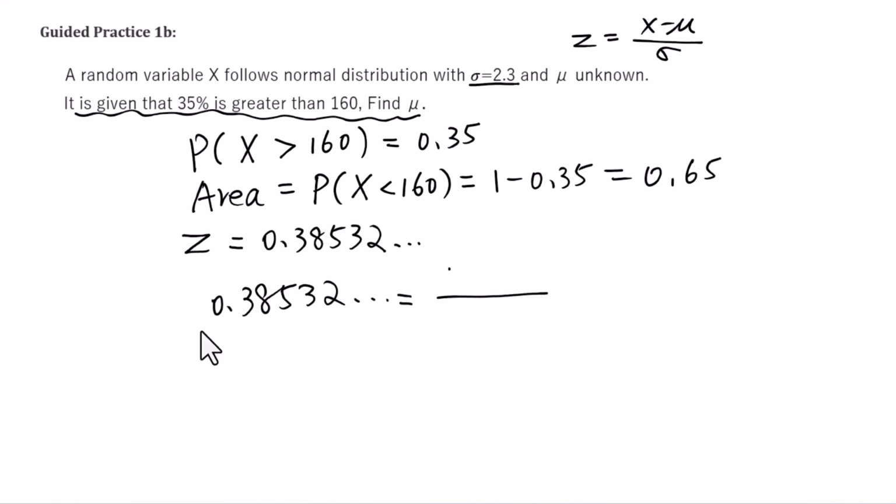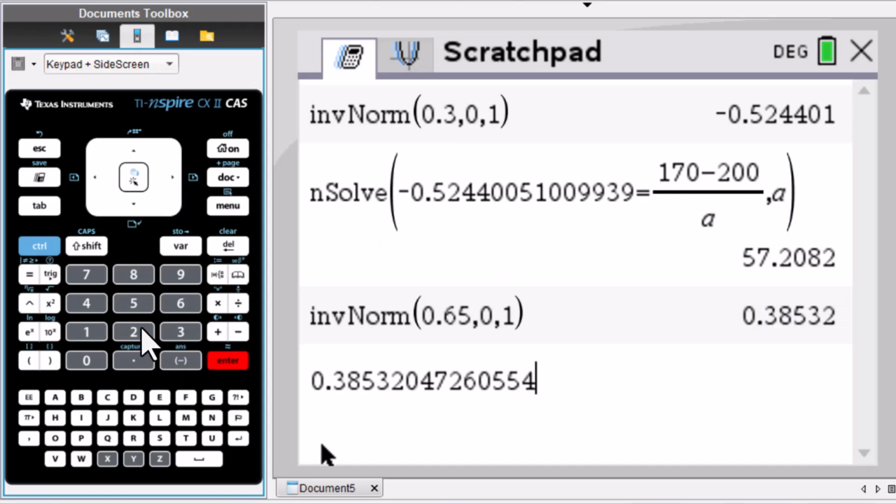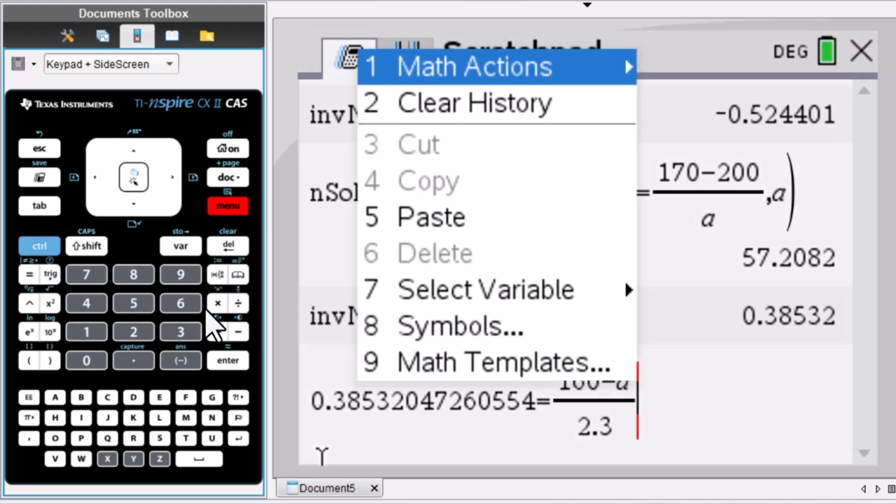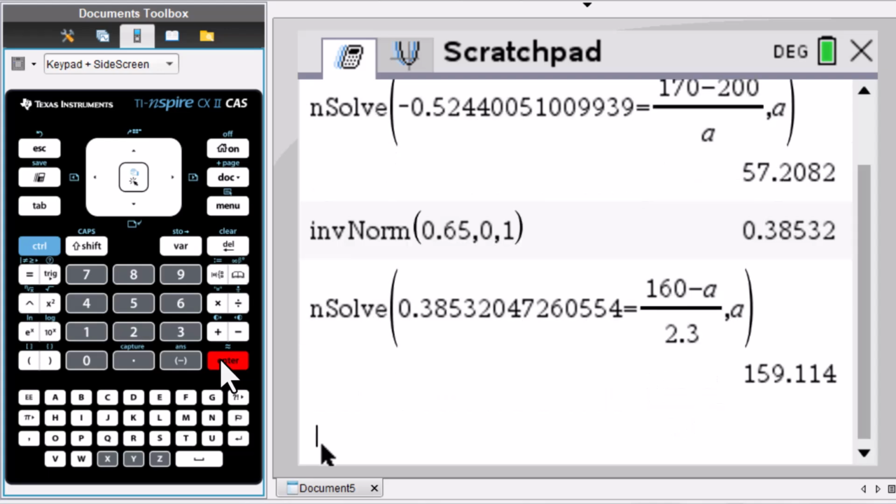0.38532 equals 160 minus mu over 2.3. Pull this down. Equals. Control divide. 160 minus, let's use A for the mu, over 2.3. Control menu. Enter, enter, enter. A equals 159 as a 3 sig fig.